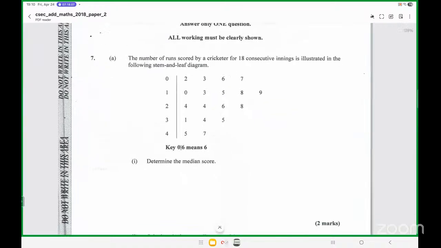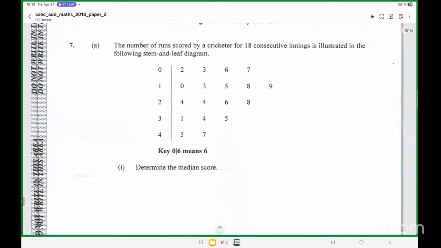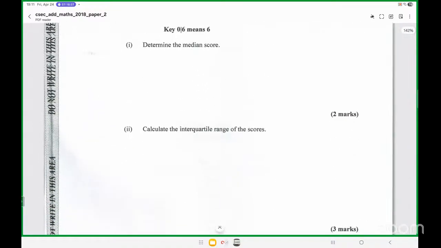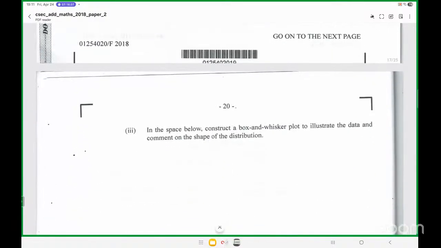Here you go. I'm going to tell you one more. The first part, I want you to determine the median. It said the number of runs scored by a cricketer for 18 consecutive innings, that's 18 times, is illustrated in the stem and leaf diagram below. There is a key: 0, 6 means six runs. So these are run scores, and there are 18 values here. Determine the median, determine the interquartile range, and in the space provided draw a box and whisker plot and comment.